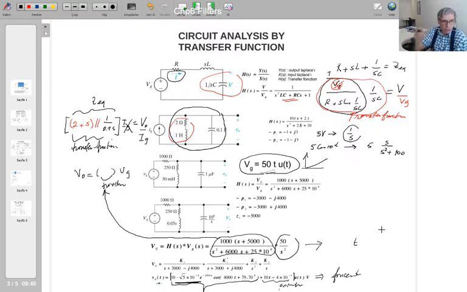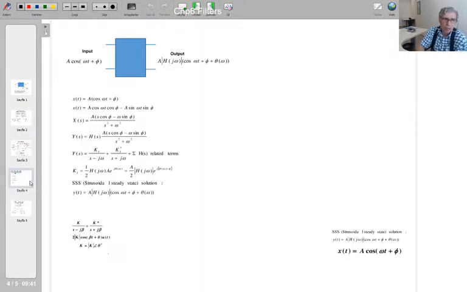So that is the explanation of how to use the transfer function in the analysis of one of the elements within a circuit. Now the next thing that we are going to examine is the relationship between the sinusoidal steady state solution and the transfer function. That's going to be very critical, so we've got to understand that. Now we are limiting ourselves. We are saying assume that the input is a sinusoidal input.